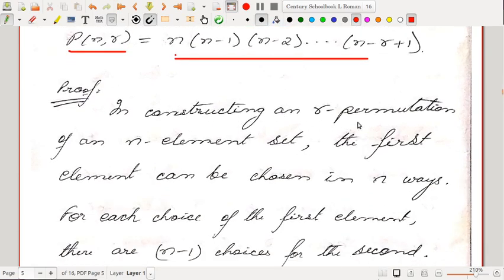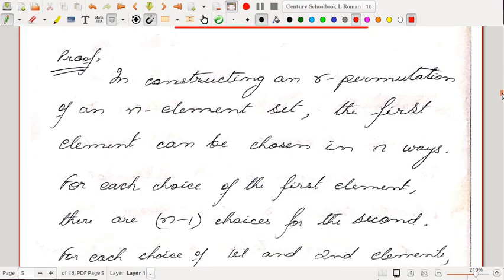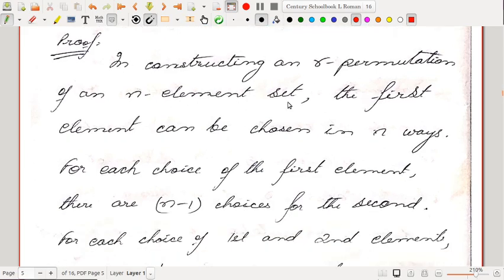So in constructing an r-permutation, we will just apply the multiplication rule. It's very simple. In constructing an r-permutation of an n element set, the first element can be chosen in n ways because there are n objects, right? The first element can be chosen in n ways, and for each choice of the first element there are n minus 1 choices for the second element, because I cannot repeat. Once I choose one object, that object cannot come again.